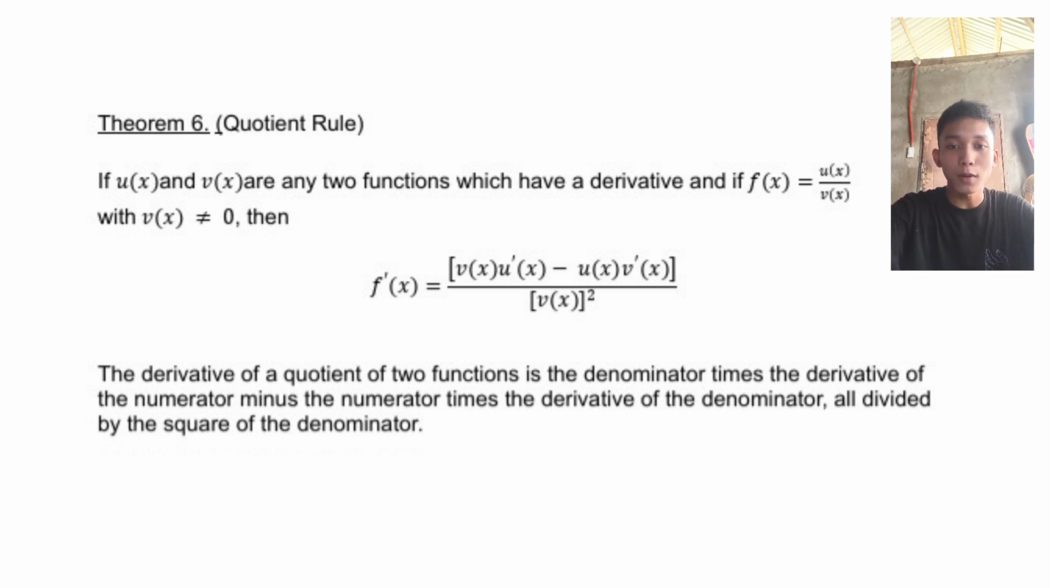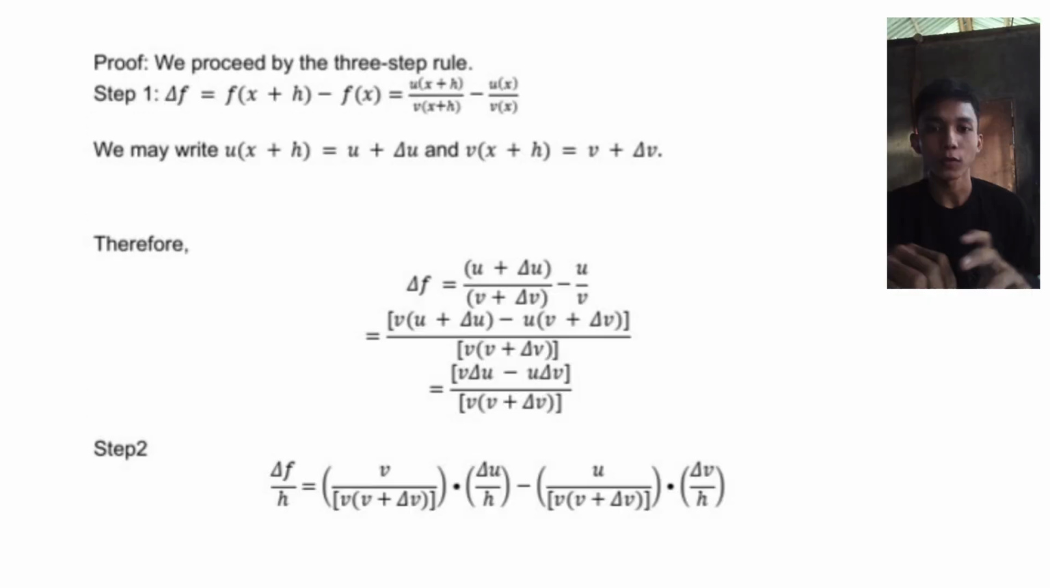So the derivative of a quotient, which is a quotient of the two functions u of x over v of x, is the denominator v of x multiplied by the derivative of the numerator, which is u prime of x, minus the numerator times the derivative of the denominator, all divided by the square of the denominator. Proof. We proceed by the three-step rule.